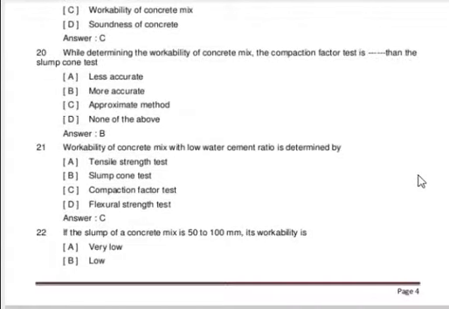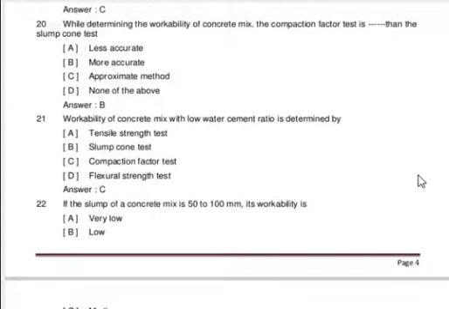Now next question 20. While determining the workability of concrete mix, the compaction factor test is dash then the slump cone test. Options: less accurate, more accurate, accuracy method, none of the above. It's more accurate. Compaction factor gives more accurate results than the slump cone test. That's why the answer B is good answer.